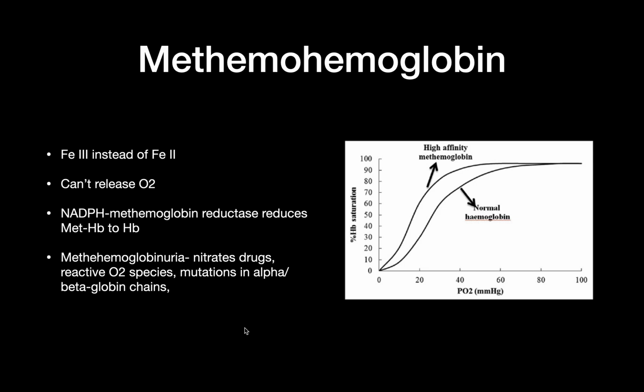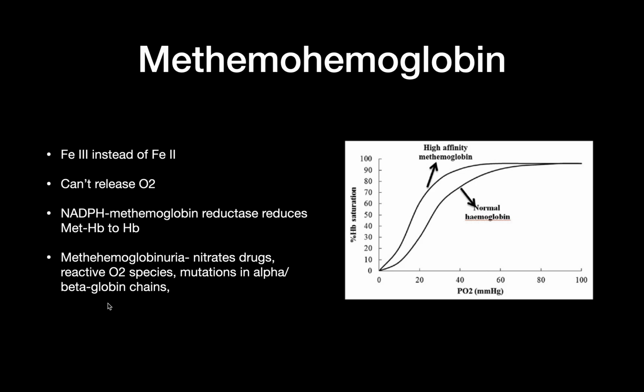So methemoglobin is a condition where the ferric state of iron is bound instead of the ferrous state. So with the ferric state, it can't release oxygen, and the NADPH methemoglobin reductase is what is used to treat it, and it reduces the methemoglobin to normal hemoglobin. So this causes problems because it doesn't allow any oxygen transfer, and it has a chocolate brown or a muddy kind of colored blood.